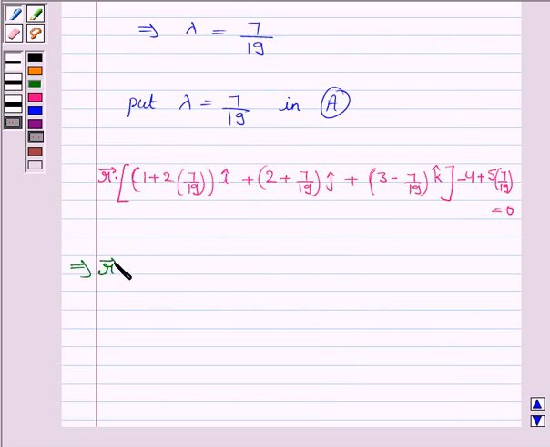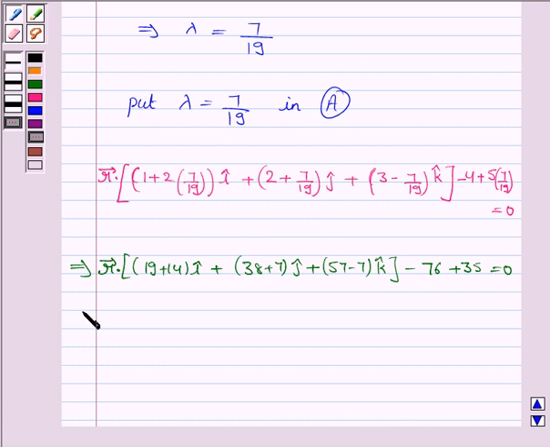Simplifying this, we get vector r dot ((19 plus 14) i cap plus (38 plus 7) j cap plus (57 minus 7) k cap) minus 76 plus 35 is equal to 0. Now this is equal to vector r dot (33 i cap plus 45 j cap plus 50 k cap) minus 41 is equal to 0.